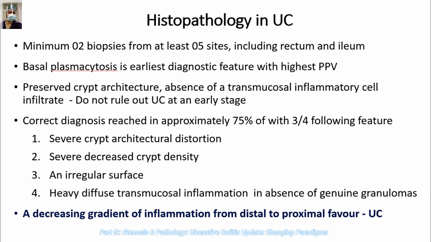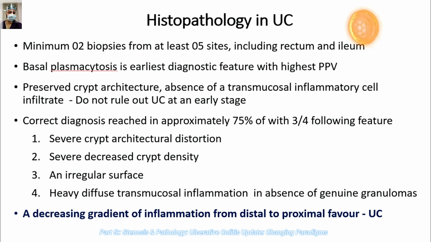So what are the histopathology features of ulcerative colitis? For diagnosis, we should take a minimum of 2 biopsies from at least 5 sites, including rectum and ileum. The basal plasmacytosis is the earliest diagnostic feature with the highest positive predictive value.